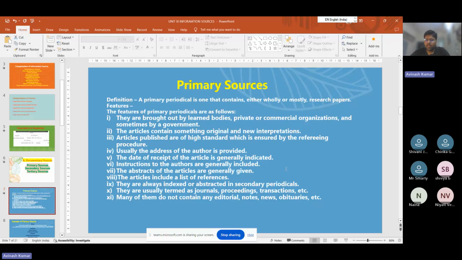Whatever you are seeing, you can take a picture so that you can get more knowledge about primary sources. I will also give more examples so that you can understand primary sources. Next is the examples of primary sources.